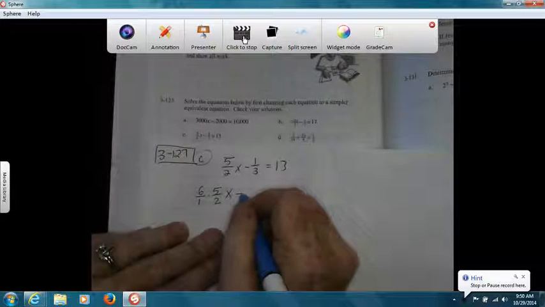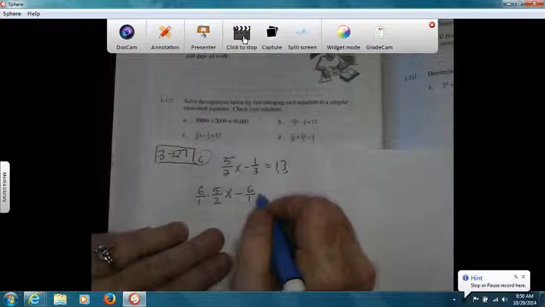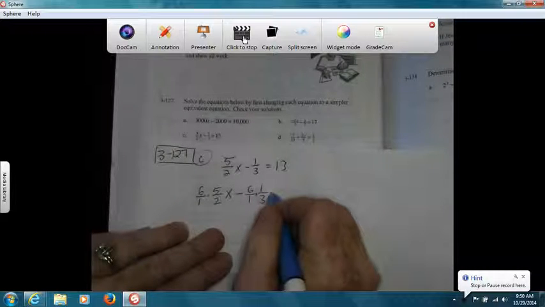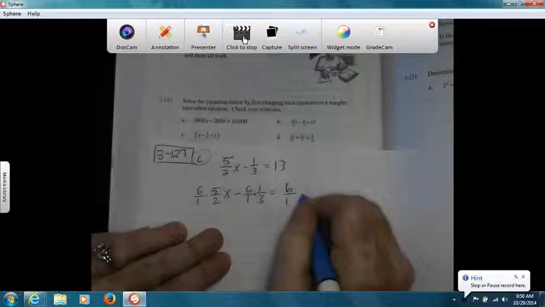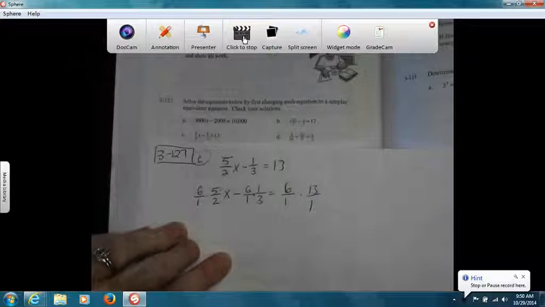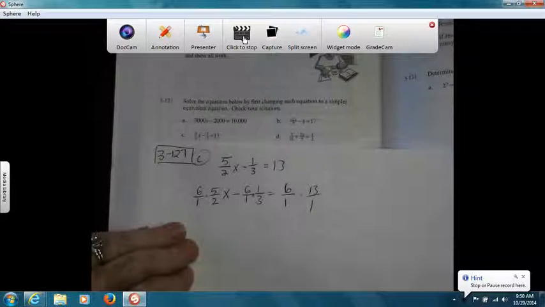But right now I'm multiplying everything by 6/1. Remember, you have to multiply everything. 6/1. I have to multiply every single term by 6/1. That means I have to multiply 5/2 by 6/1. I have to multiply -1/3 by 6/1, and I have to multiply 13 by 6/1.